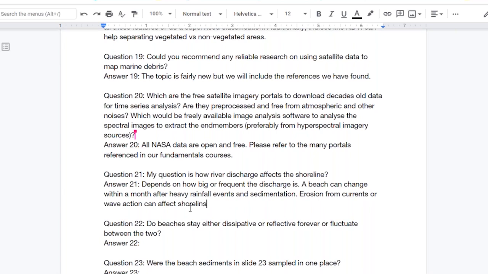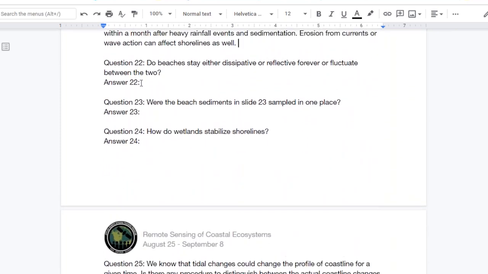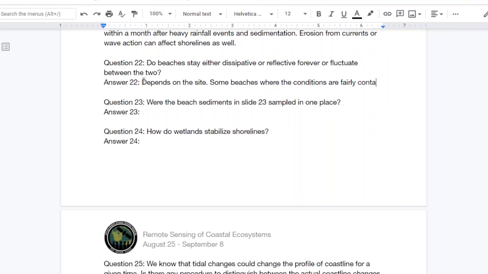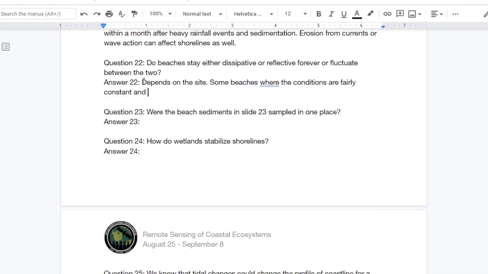Do beaches stay dissipative or reflective forever, or fluctuate between these two? That would depend on the site. There's some beaches that are on sites where the conditions are pretty constant, and they either stay dissipative or reflective, or like some of the sites that I showed, the conditions there varied quite a lot. So that's why you see in those particular areas they pretty much change almost on a monthly basis. So definitely depends on the site.